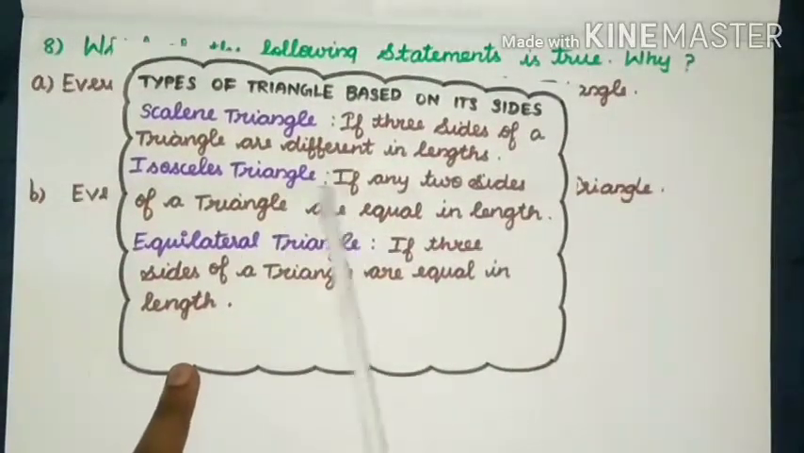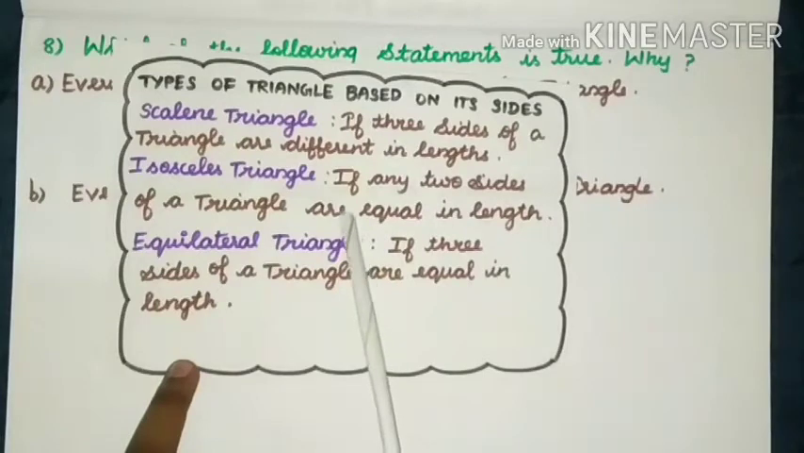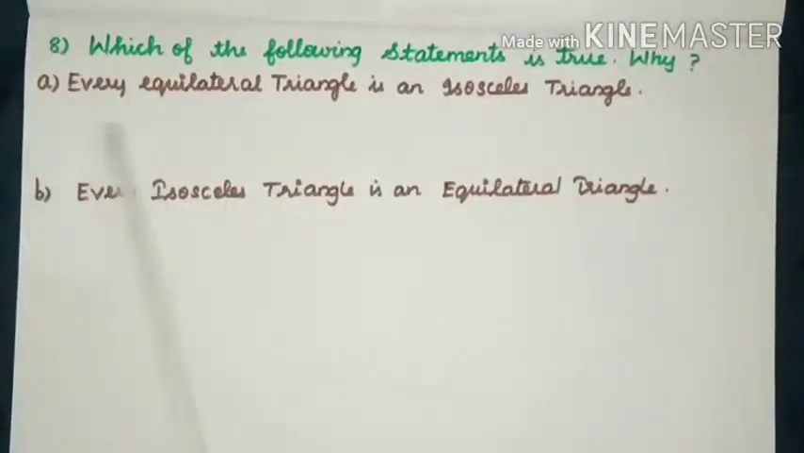Isosceles triangle means if any two sides of a triangle are equal in length. Students, keep in mind, isosceles triangle means if any two sides of a triangle are equal in length. Equilateral triangle means three sides of a triangle are equal. Isosceles means two sides of the triangle are equal and equilateral triangle means three sides of a triangle are equal. Here the given statement is every equilateral triangle is an isosceles triangle.